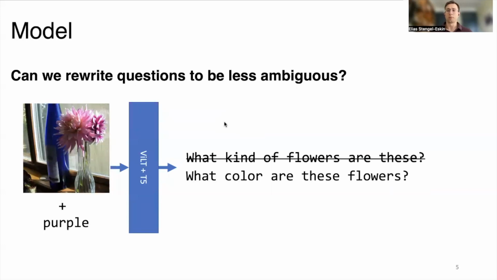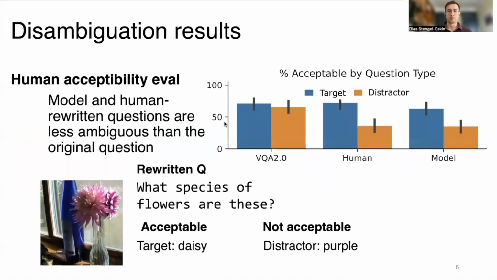Because the dataset that we collect is rather small, we actually don't train on our data at all. Instead, we train on visual question generation across the entirety of the VQA v2 dataset, of course, excluding our annotations. What we find using human evaluation is that our model rewritten questions, as well as the rewritten questions that our annotators produced, are actually significantly less ambiguous than the original questions.